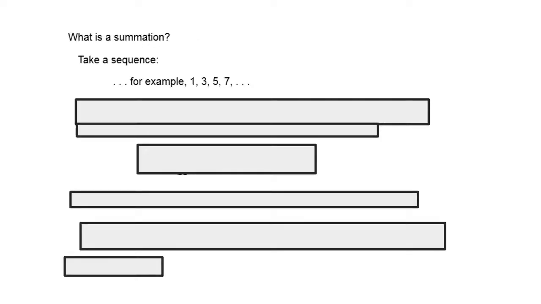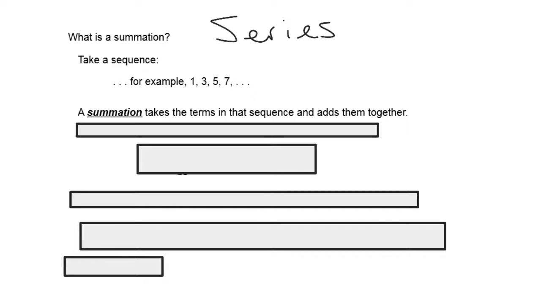First thing we need to do is understand what a summation is. You will also hear this called a series. So a summation and a series mean the same thing. What is it? Well, first thing we do is we take a sequence. For example, take the sequence 1, 3, 5, 7, and so on. A summation takes all those terms in the sequence and adds them together.